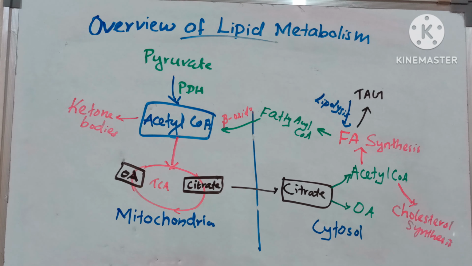In fasting and starvation, triacylglycerol is broken down by lipolysis to form fatty acids and glycerol. These fatty acids are activated to form fatty acyl-CoA, which undergoes beta oxidation to form acetyl-CoA. And there will be synthesis of ketone bodies from this acetyl-CoA.